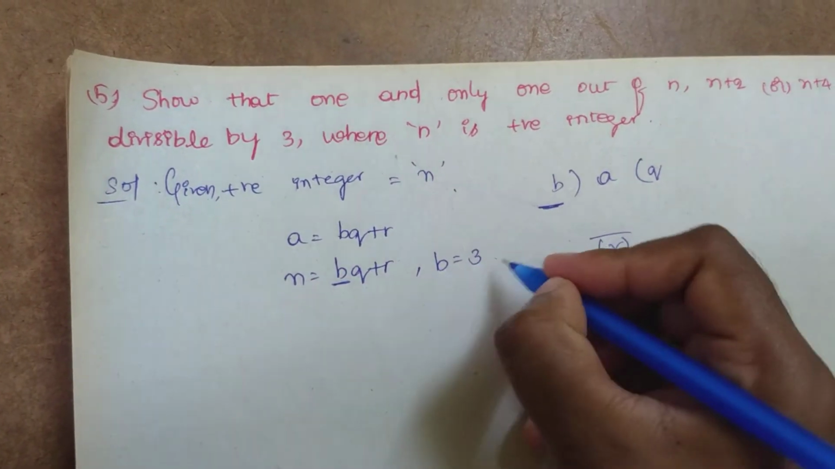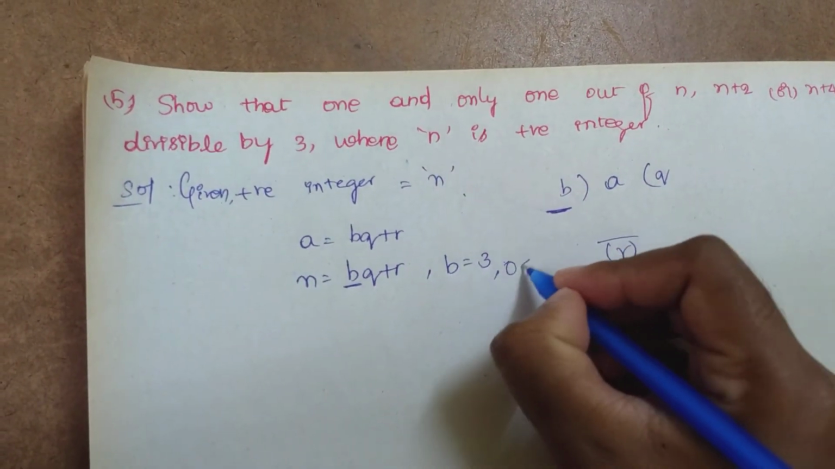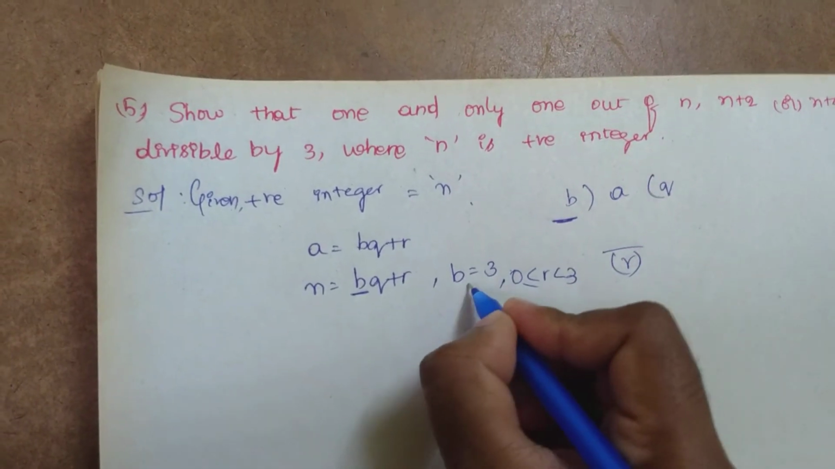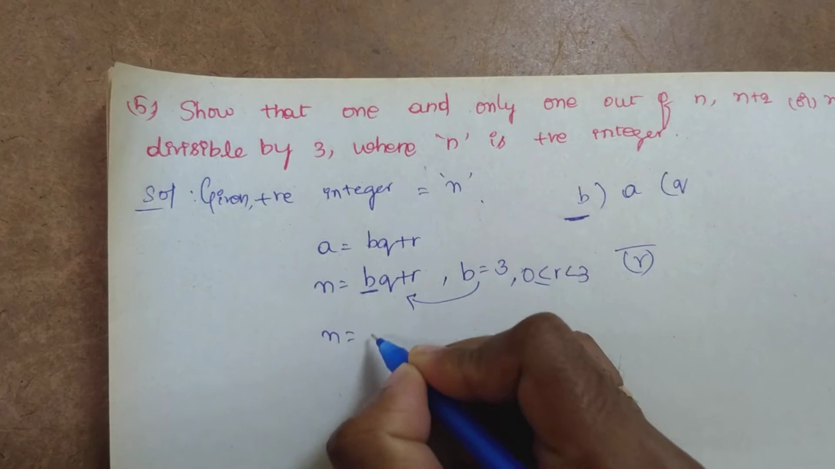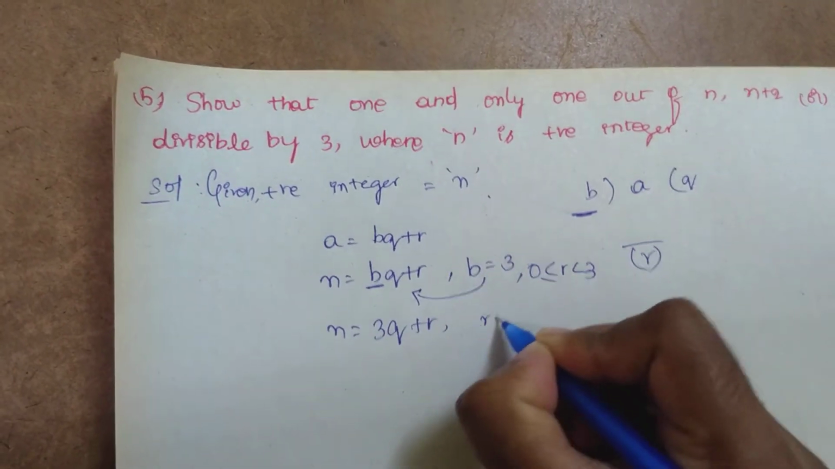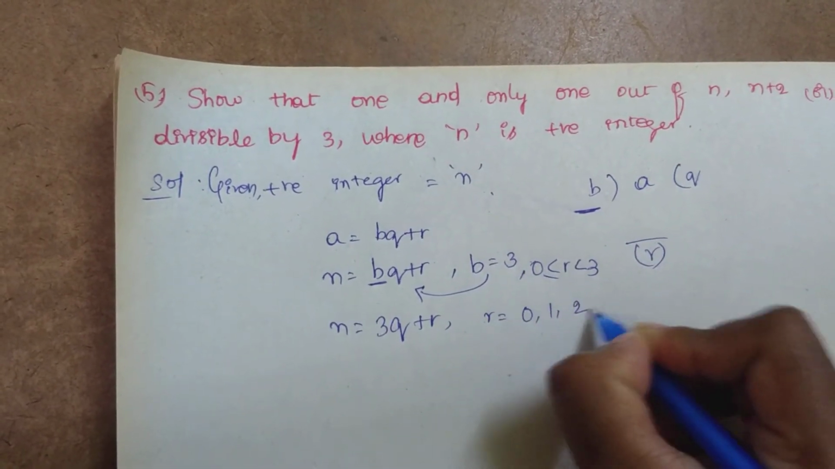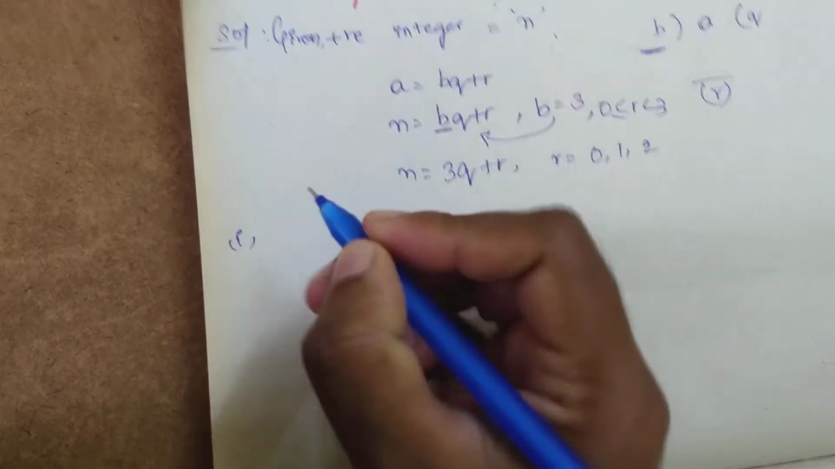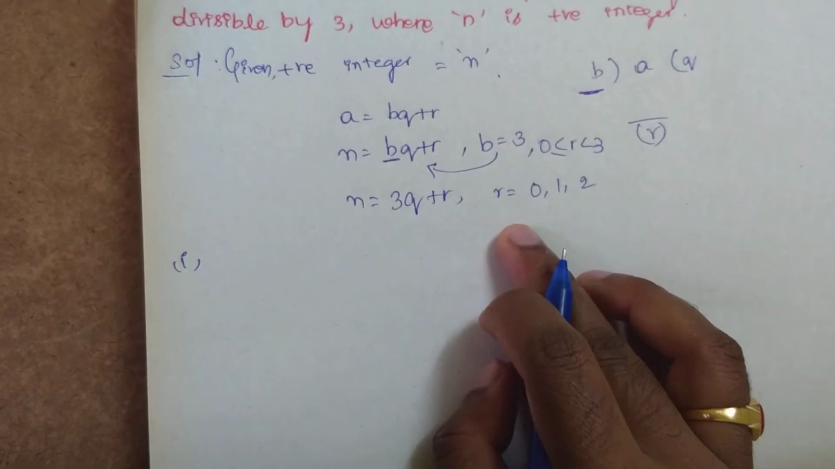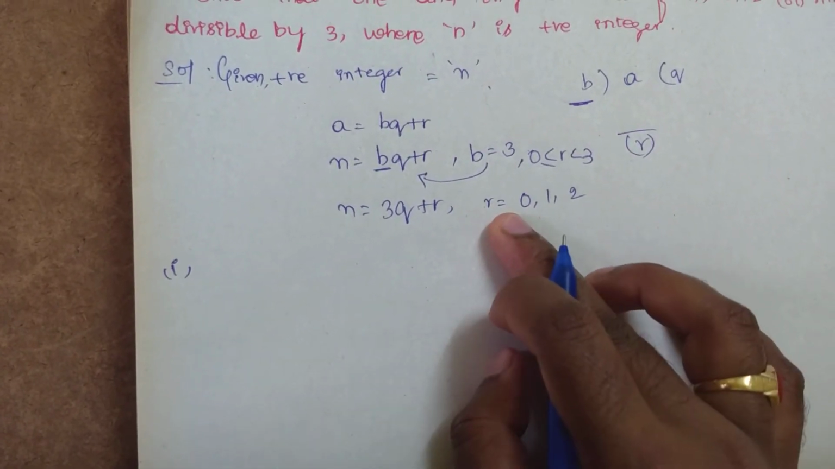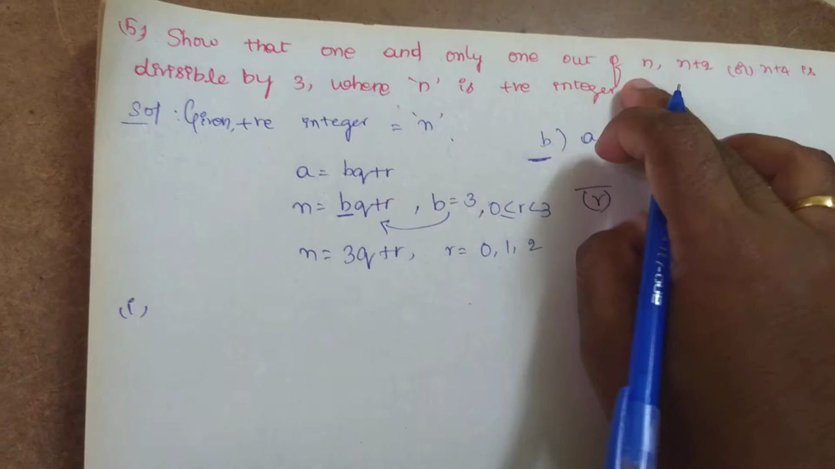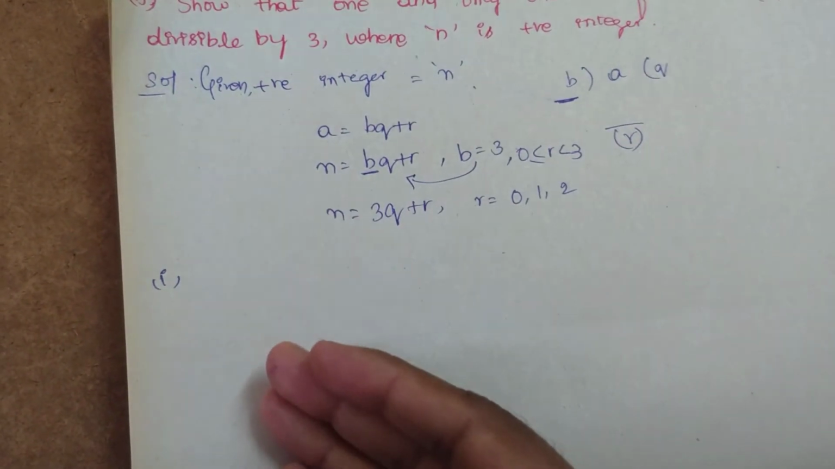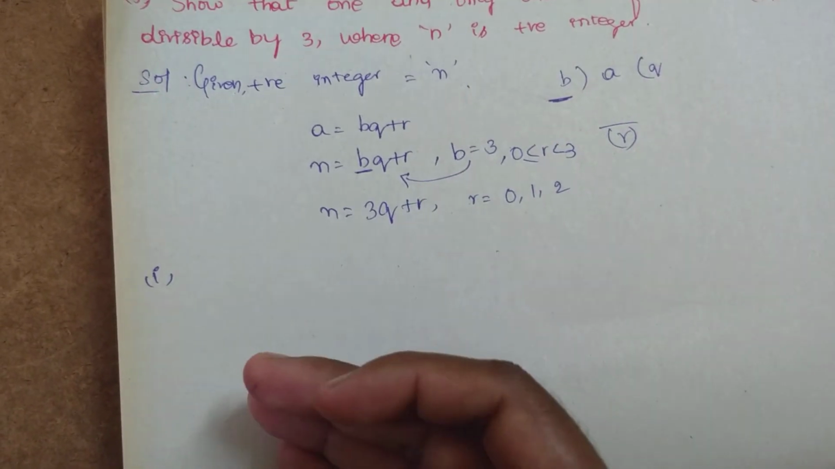We know that r can be either 0 or it lies between 0 and b. What is b here? b is 3. So n equals 3q plus r, where r equals 0, 1 and 2. Let's check each and every case of r equal to 0, 1 and 2 to prove that out of the 3 cases n, n plus 2 and n plus 4, only one is divisible by 3.